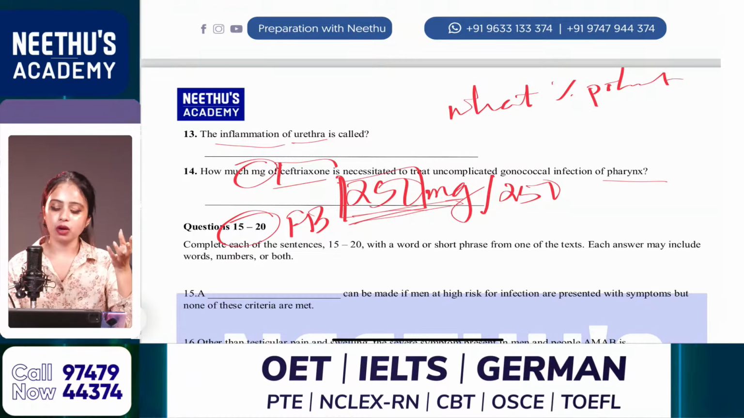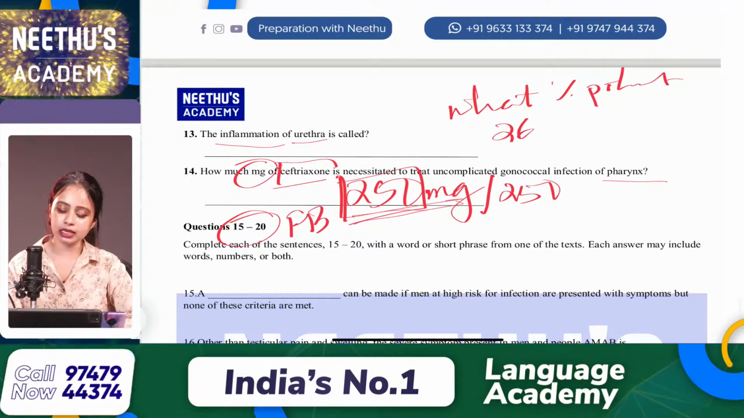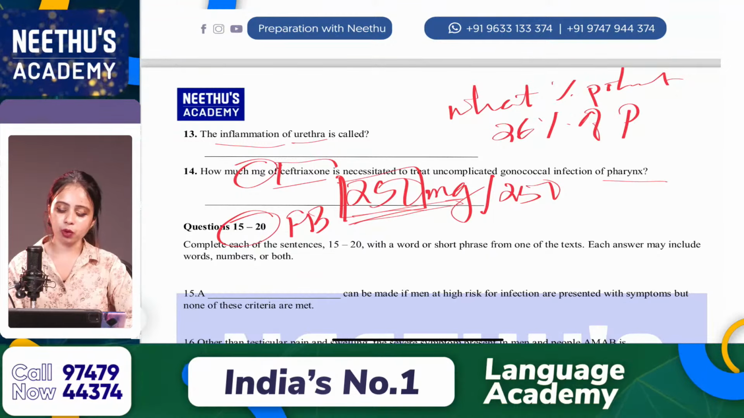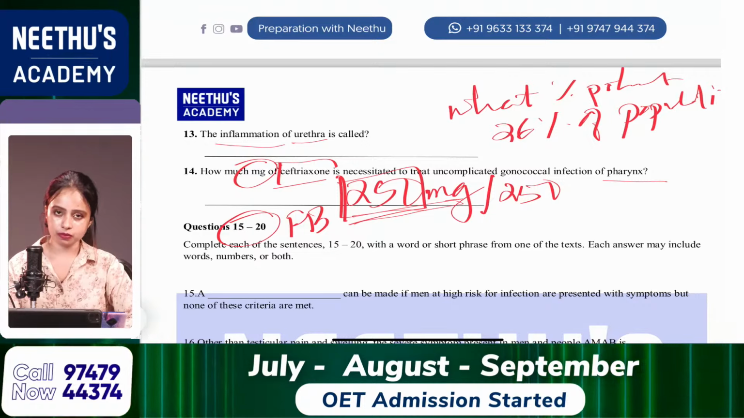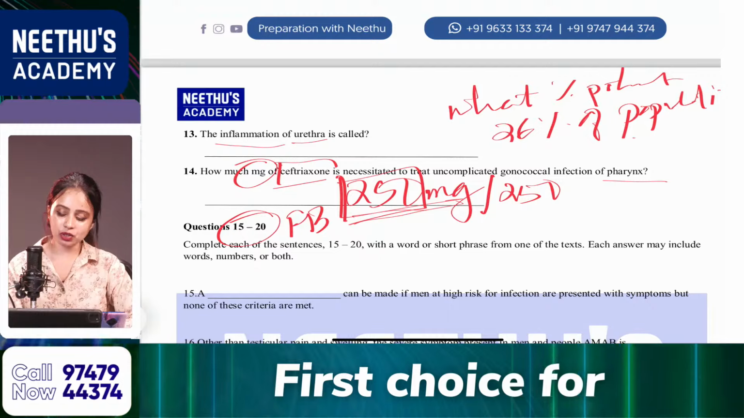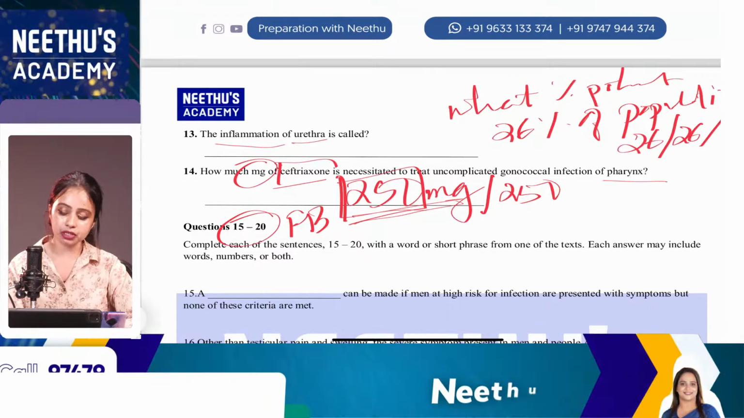They have mentioned what percentage of population, that is the question. And in the paragraph they have mentioned 26% of population. Okay, then what will be your answer? Question is what percentage? So your answer should be either 26 or 26%.